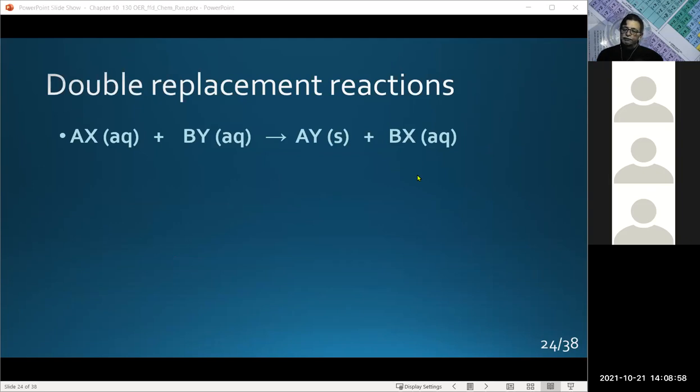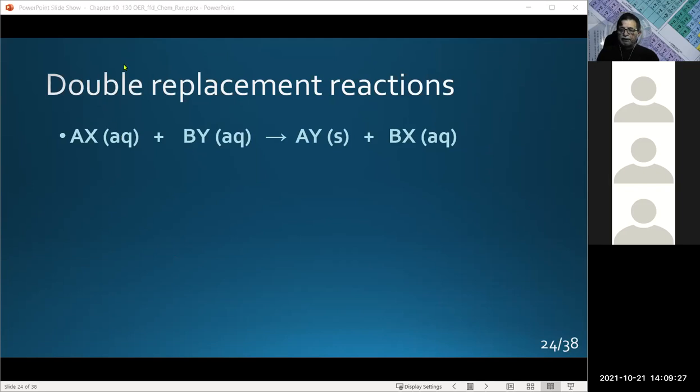Which brings us to the last reaction, which is double displacement reactions. We went through this example earlier, okay? And in both cases, we got AX, BY. We have aqueous solutions. There are soluble solutions, different metals and anions, so different compounds. Now they will react. They essentially just exchange partners.